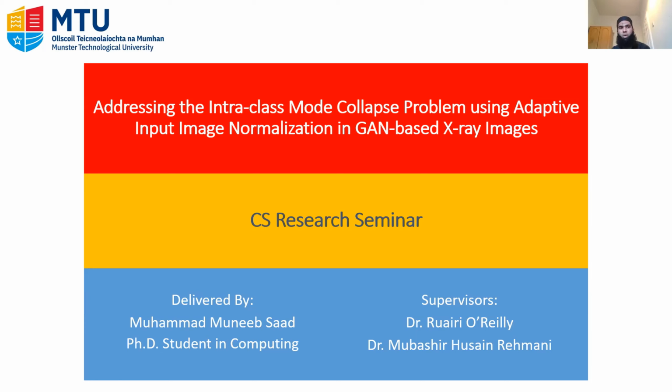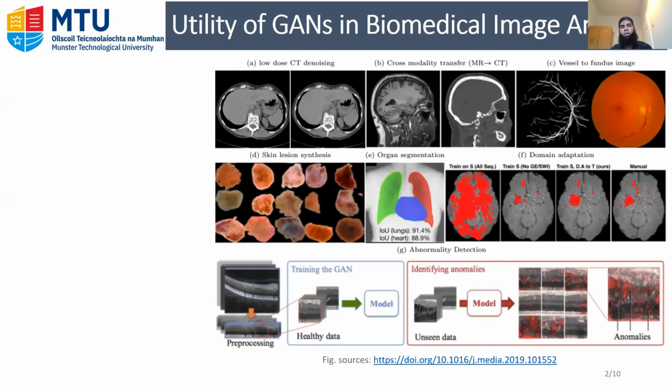So my work is about addressing the intra-class mode collapse problem using adaptive input image normalization in GAN-based X-ray images. Generative adversarial networks have been widely utilized in the area of biomedical image analysis. They have been used for image synthesis, image detection, image segmentation, image reconstruction, and so on.